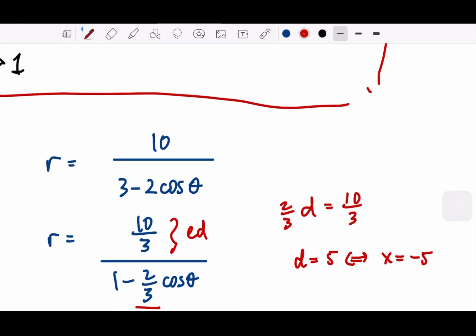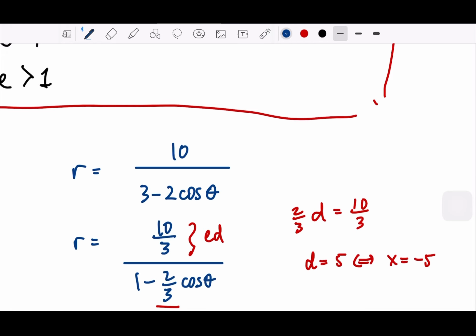And then how to sketch? We might use some values, like maybe trying theta starting from 0, pi over 2, pi, and 3 over 2 pi, at least to get the line and the points.